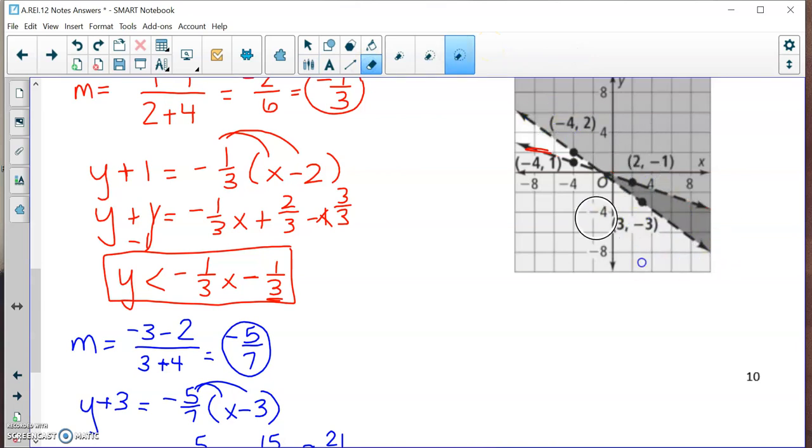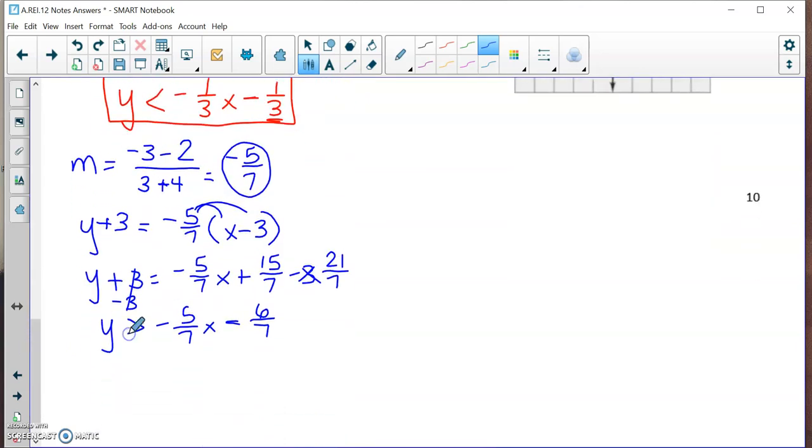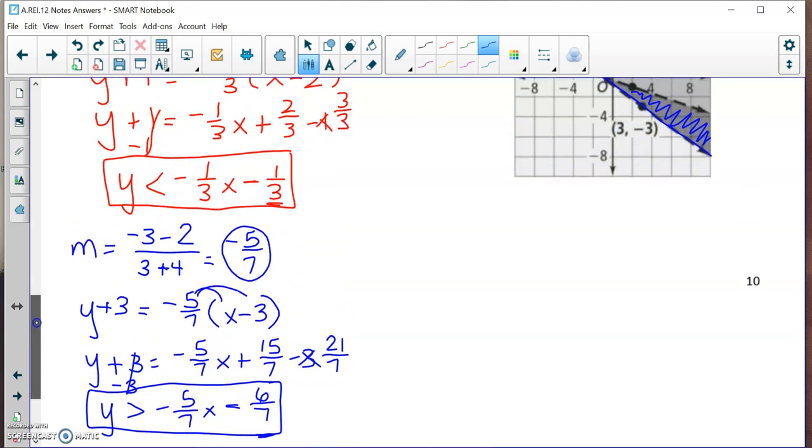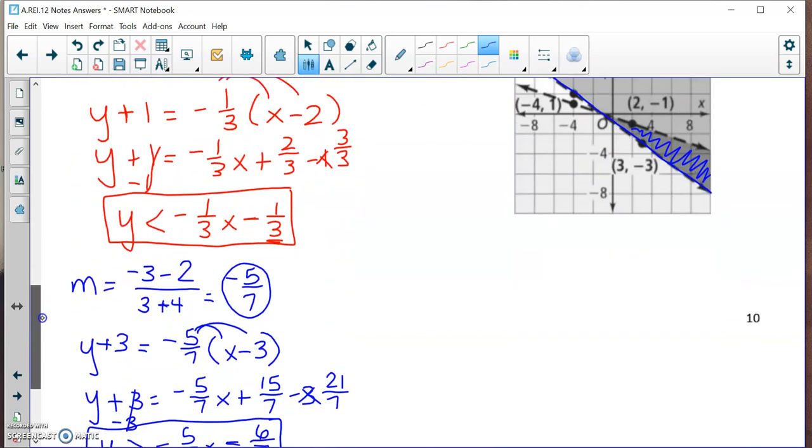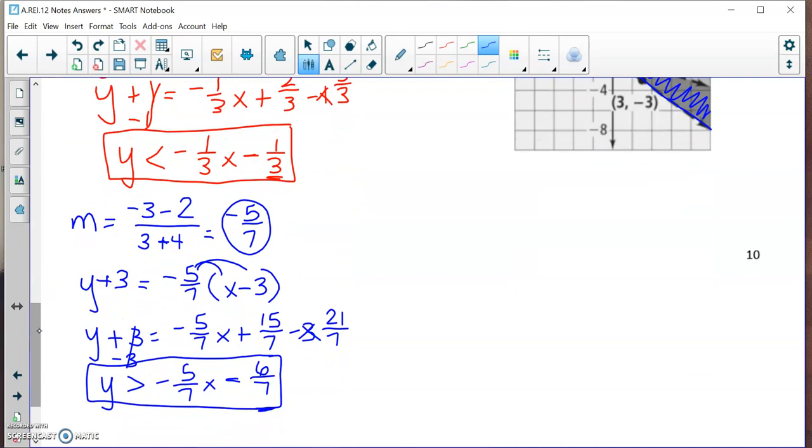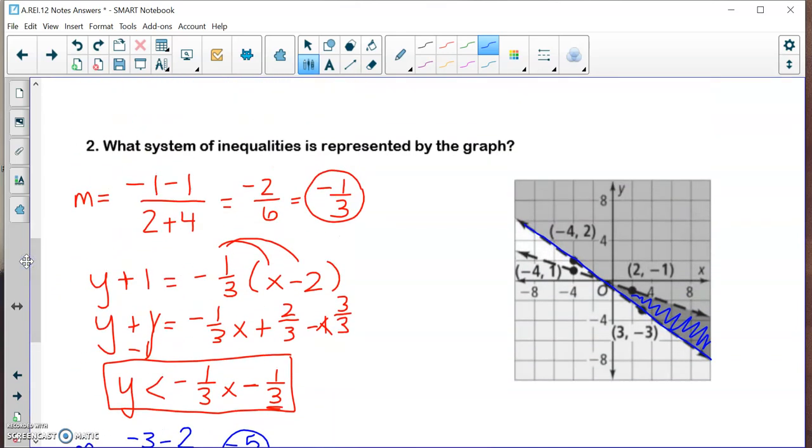Well, this is a dotted line, so I will have no equal to sign in my inequality. And this is the blue line we were working with. The double shaded region is this part right here, which lies above your line, so that would be a greater than symbol. This is your second inequality in the system of inequalities, and I guarantee you did not estimate that the y-intercept was at negative 6/7. There's no way you could have guessed that. So these two inequalities create your system for this graph.